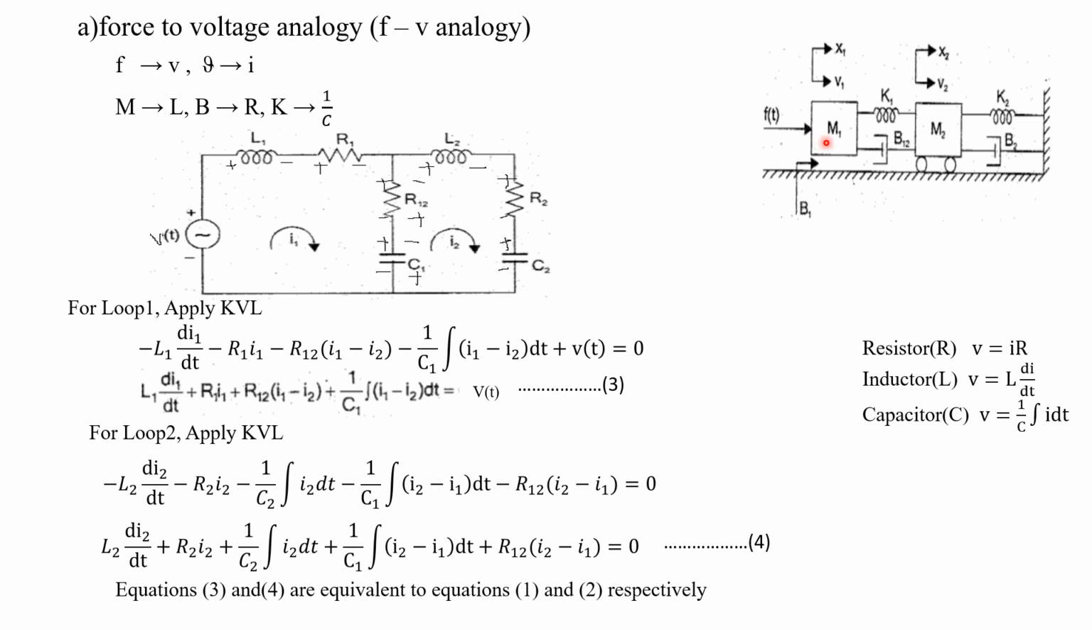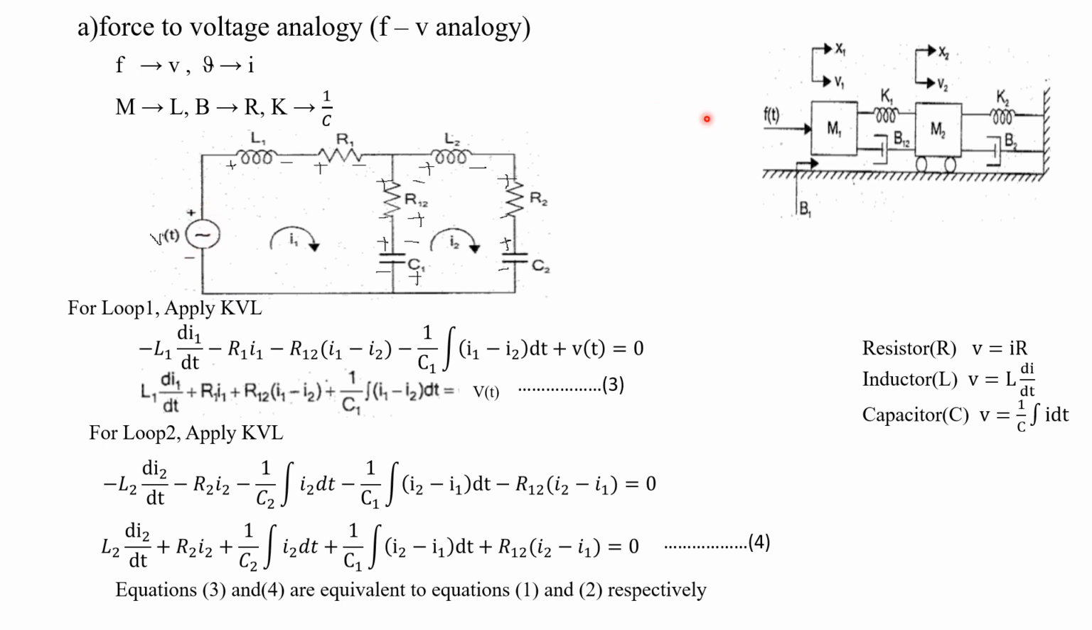F of t is an applied force, so F will be transformed into V, isn't it? So correspondingly here we have to put a voltage source. Understood? So in mass m1 we have a force F of t, that's an input signal. So this force F will be transformed into a voltage V. So we have to draw a voltage source. On the top you put plus and at the bottom you put minus, because this is a ground line. In the ground line you connect the negative terminal of this voltage source.